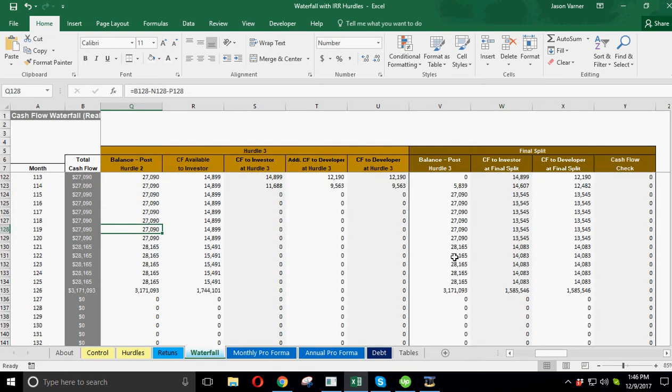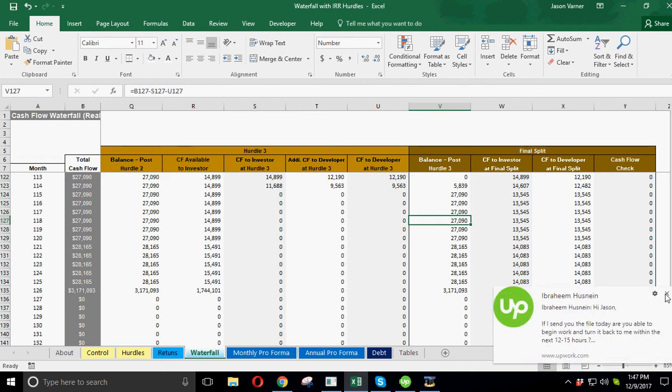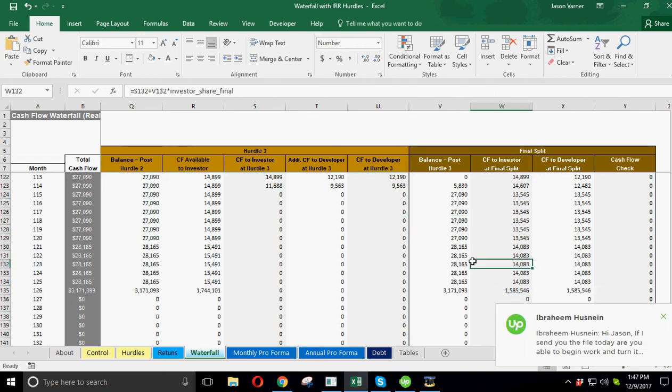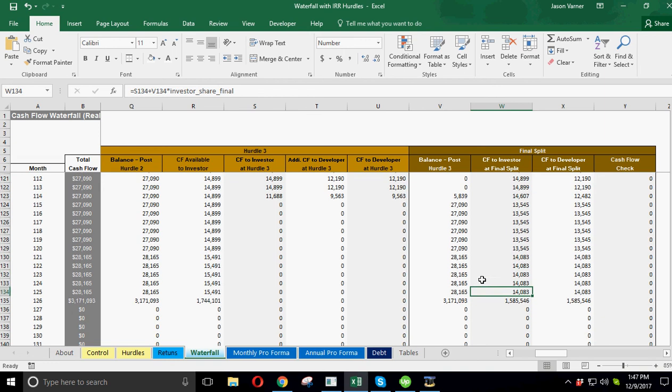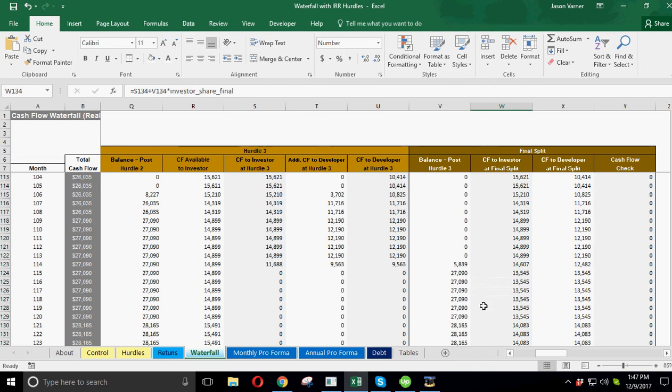Now look at, we're splitting 50-50 for the last 13 months, which is good for the sponsor because obviously they started with a lot less capital, so they want to get as high of an internal rate of return as possible as soon as possible. And because they're going to get more percentage share as you go up in time based on the promotes.